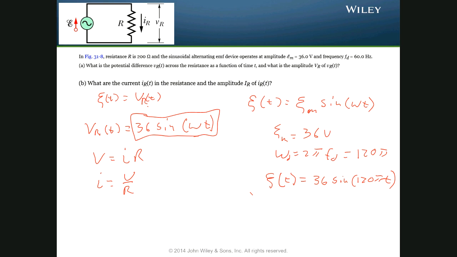Anyway, so that is going to be equal to 36 over 200 is going to be 1.8, I believe. Yeah. Sine of 120 pi t. All right, and there's your current. So that'll be in amps. We don't want to forget the units here, right? Volts.